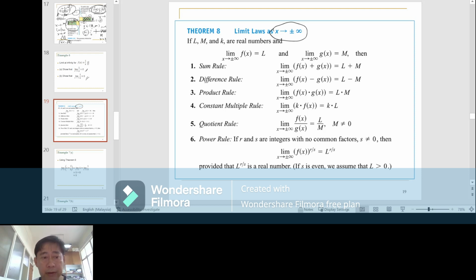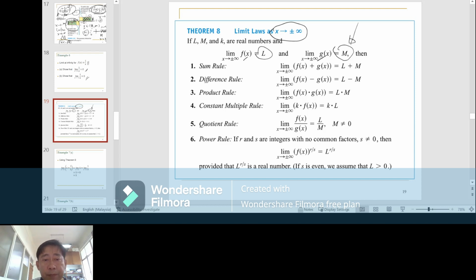plus or minus infinity. So I give you a function, say a function g and a function f, and I told you that the limit of the function exists when x tends toward plus or minus infinity. The limit for f(x) is L when x tends toward plus or minus infinity, and the limit of g when x tends toward plus or minus infinity is M. Then based on these two pieces of information, you are able to calculate the other limits that are expressed in terms of f and g when x tends towards infinity.